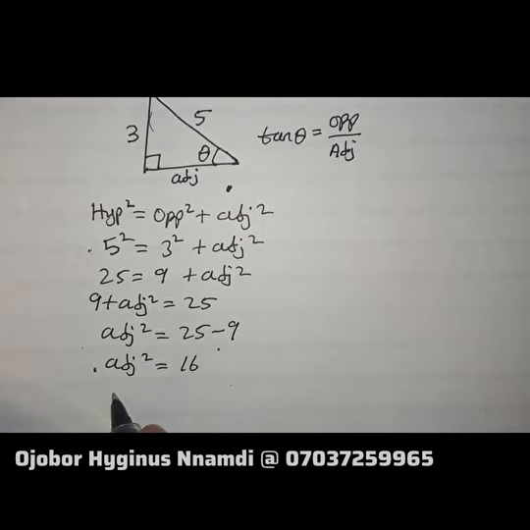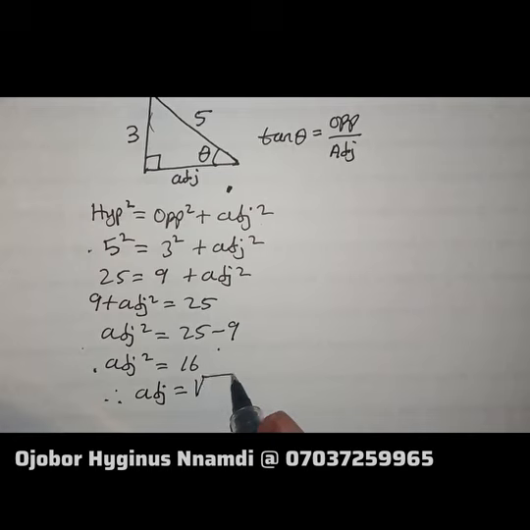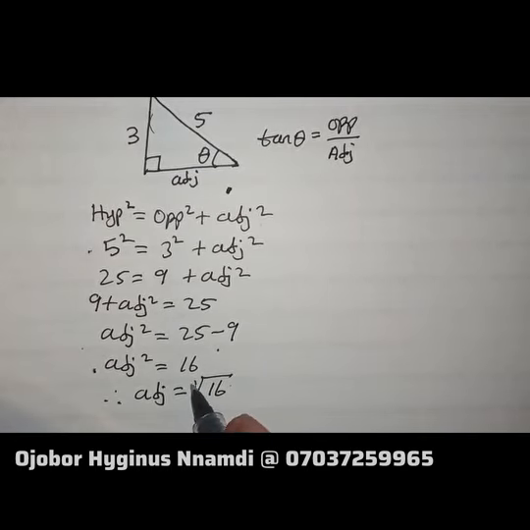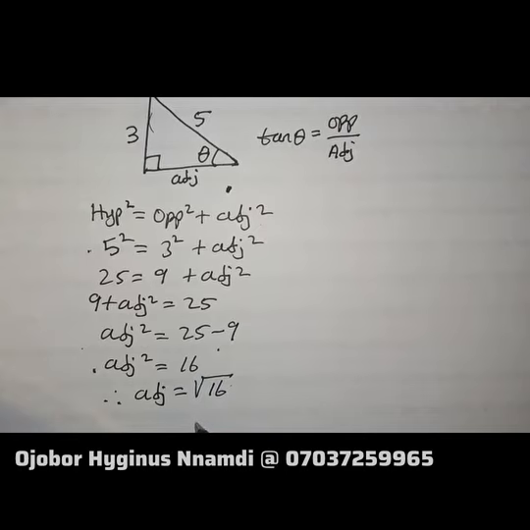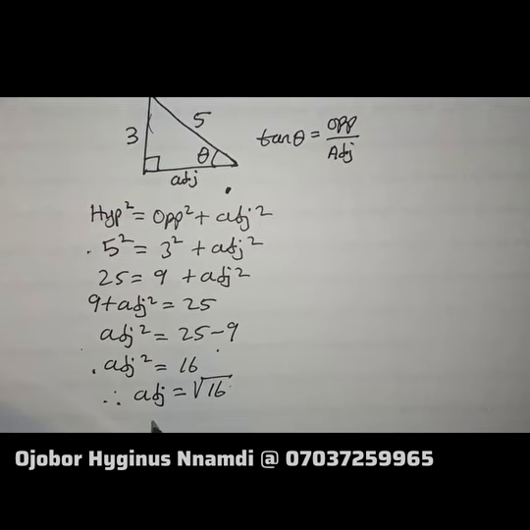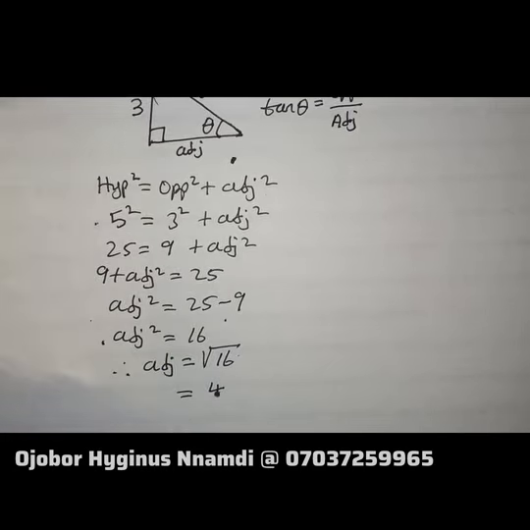and that means that adjacent squared is equal to 16. Therefore, to remove the square, you find the square root of both sides. The square root of 16, of course, should be plus or minus root 16, but there is no negative side of any shape, so we are dealing with only the positive side. Adjacent becomes the square root of 16, which is 4. If adjacent is 4, opposite is 3, and hypotenuse is 5.